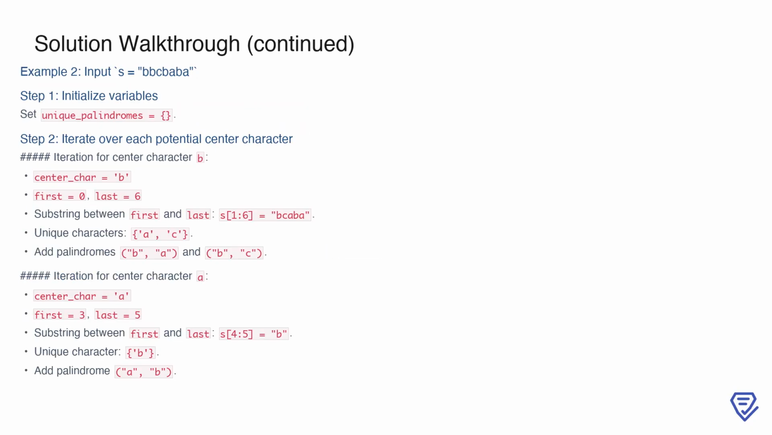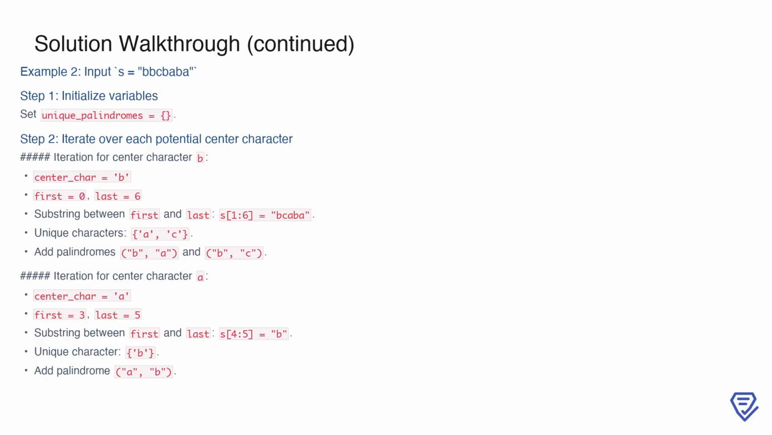In this second example, the input string is BABA. As before, we start by initializing an empty set called unique_palindromes. We then consider each character as a potential center. For the center character B, its first occurrence is at index 0 and its last at index 6. The substring between these indices is KABA, which contains the unique characters A and C. Using these, we form the palindromic subsequences (B, A, B) and (B, C, B), and add them to the set.